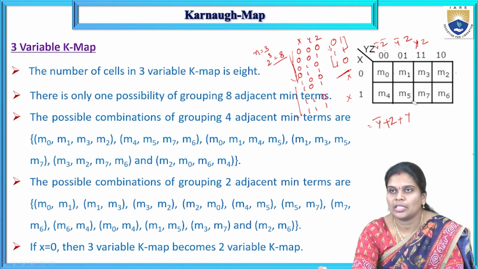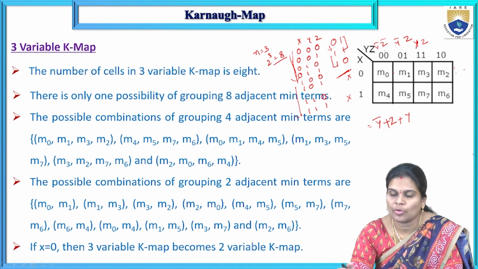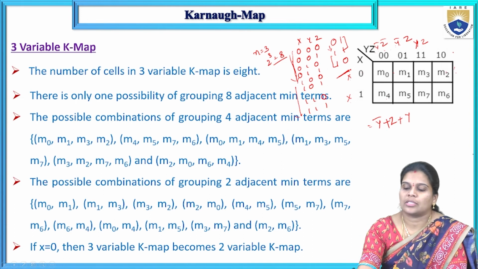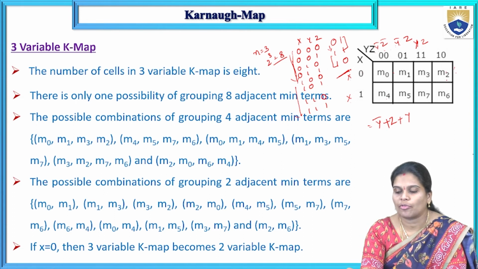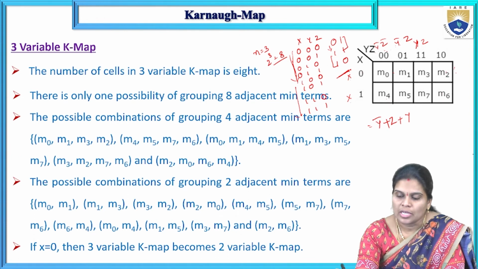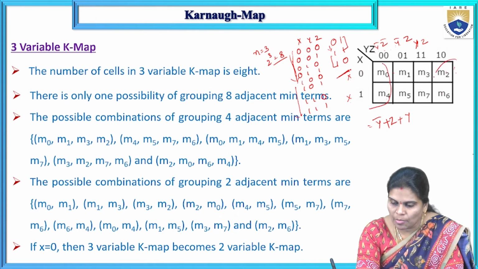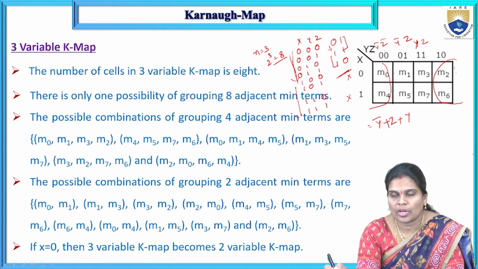If you fold these square boxes, M0, M4 and M2 and M6, these 4 are adjacent. If you fold M2, M6 onto these square boxes, then M0, M4 and M2, M6 are adjacent to each other. So we can form one group of M0, M4, M2 and M6. No x variable is there. Coming to this one, z is there. These are all the possible combinations of 4 ones.